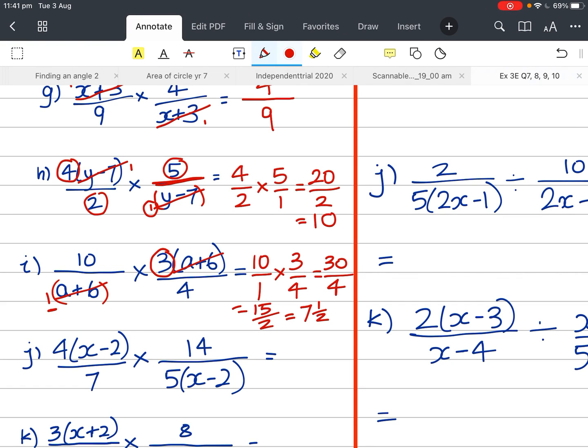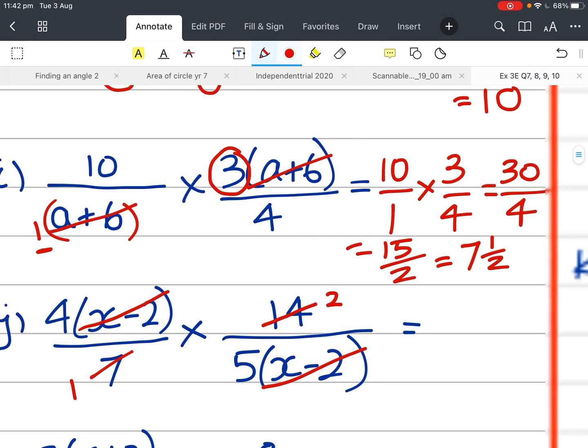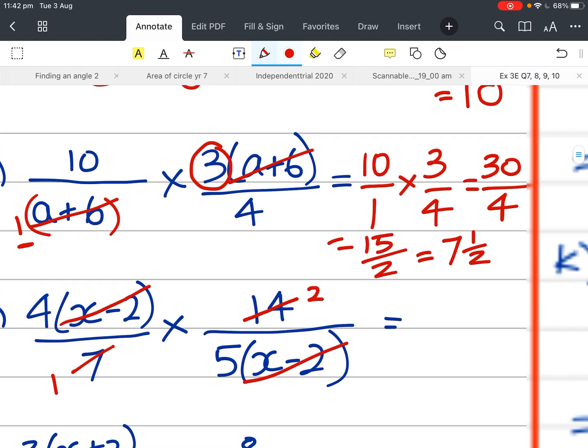All right, J. If I have a look at J, I've got an x minus 2 on the top and the bottom. Beautiful. Let's get rid of them. Now I'm running out of room, so I'm going to try and do what I can with the numbers that are left. So I've got a 4 on the top, 7 on the bottom, 14 on the top, and a 5 on the bottom. I know that 7 goes into 7 once, 7 goes into 14 twice. Okay, 4 won't go into 5 evenly, 2 won't go into 5 evenly, so none of the top numbers will go into the bottom number, so I'm going to multiply it out now.